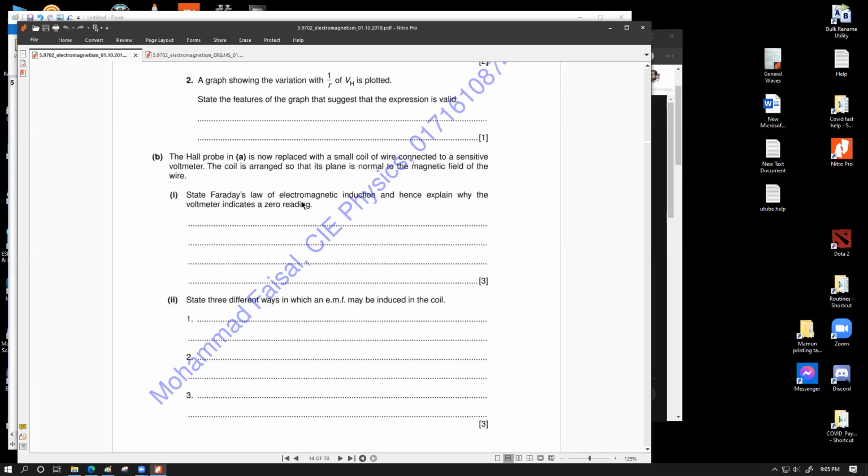I think it is that the induced EMF within a coil is directly proportional to the rate of change of flux linkage of that coil.